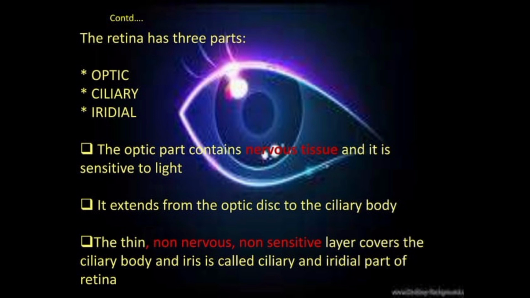The retina has three parts: optic, ciliary, and iridoidal. The optic part contains nervous tissue and it is sensitive to light. It extends from the optic disc to the ciliary body. The thin, non nervous, non sensitive layer that covers the ciliary body and iris is called the ciliary and iridoidal part of the retina.